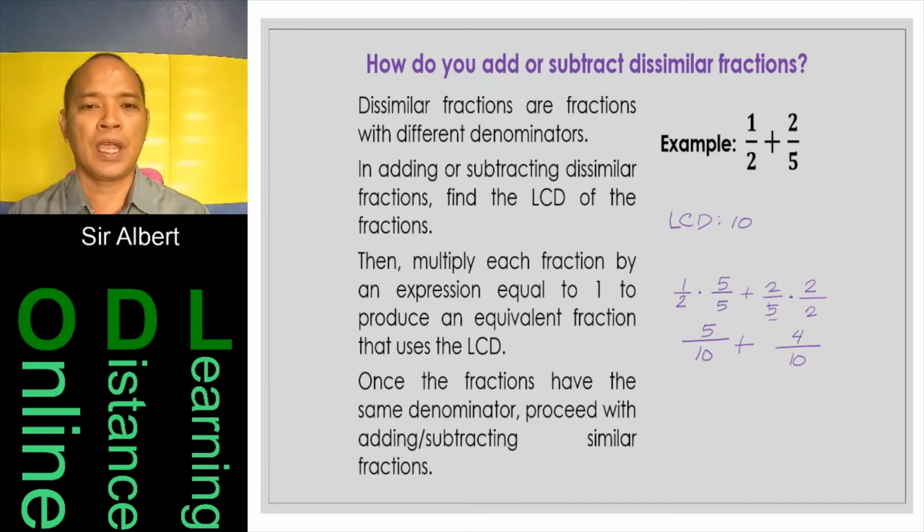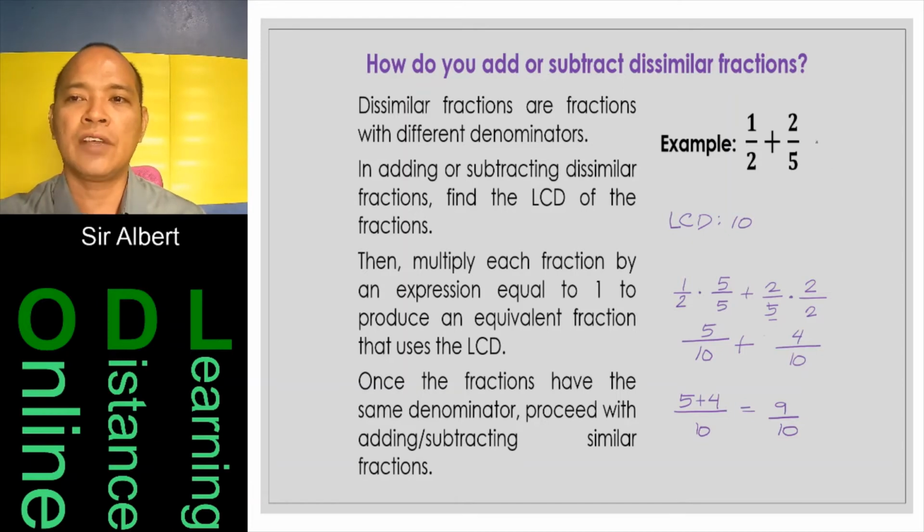So the next step is that once the fractions have the same denominator, then we proceed with adding or subtracting similar fractions. That is, we simply operate with the numerators, so we would get 5 plus 4 over, copy the common denominator of 10. 5 plus 4 would give us 9. Copy the denominator of 10. This is already a fraction in simplified form. So 1/2 plus 2/5, the final answer is equal to 9 over 10.